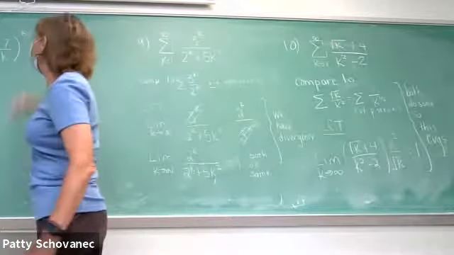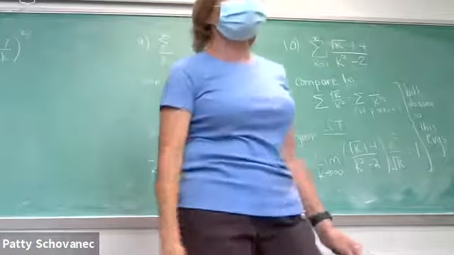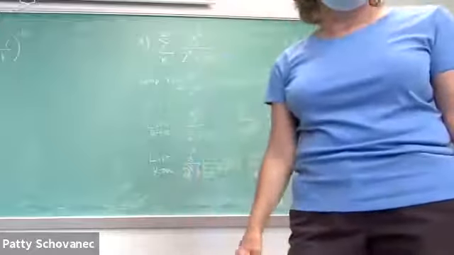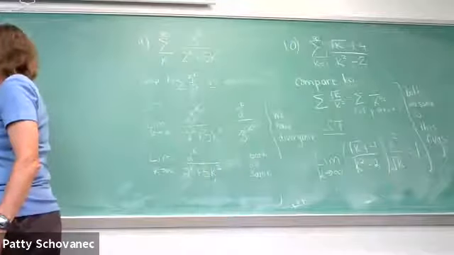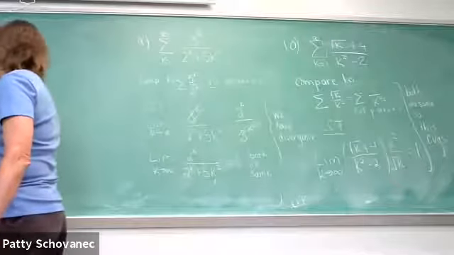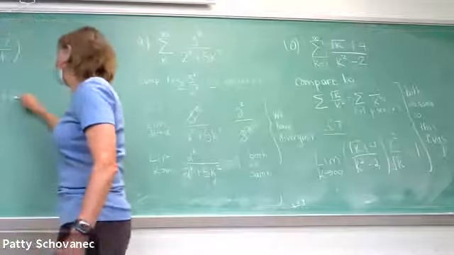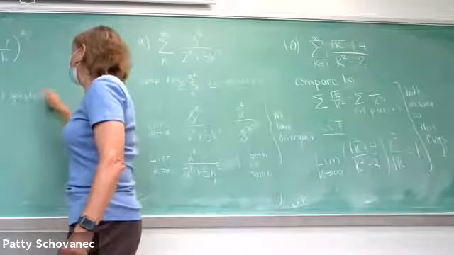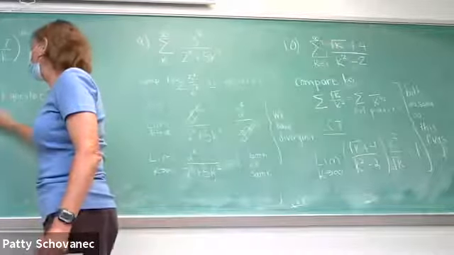This one goes to e to the 7th, right? It doesn't go to 0. So by the test for divergence, this thing diverges. It does not go to 0. It goes to e to the 7th. So it diverges by the test for divergence.